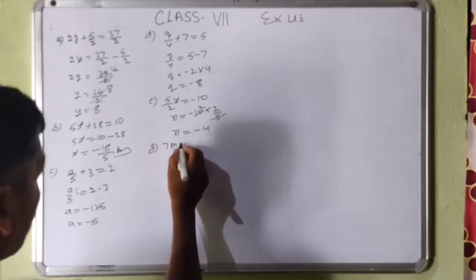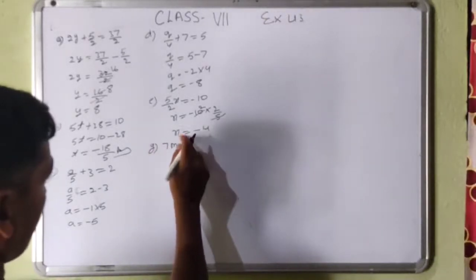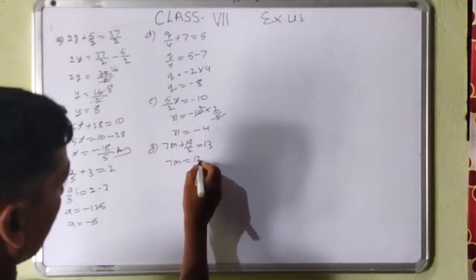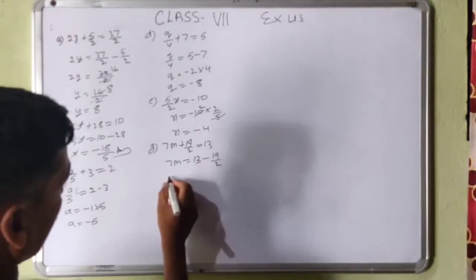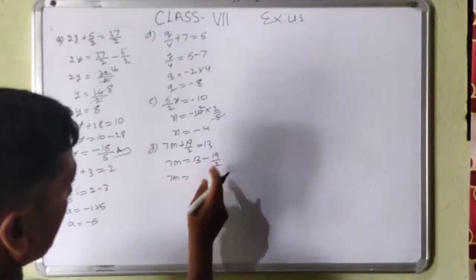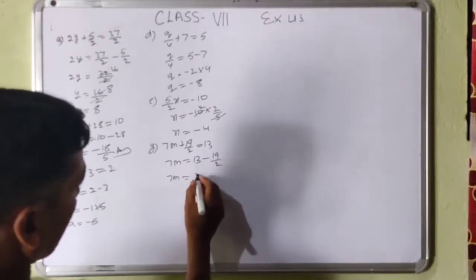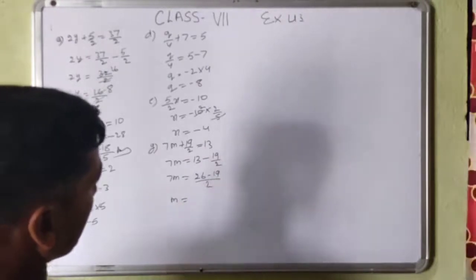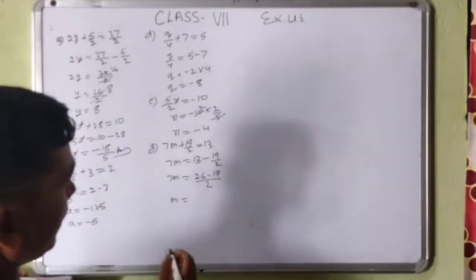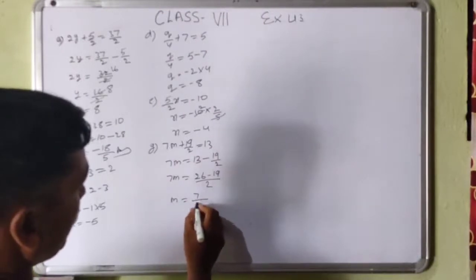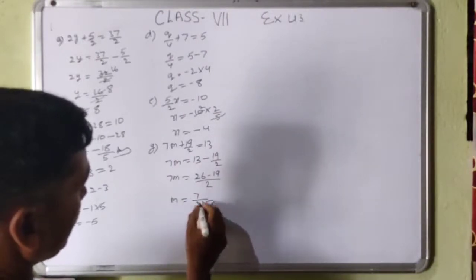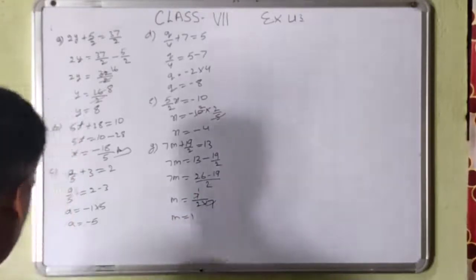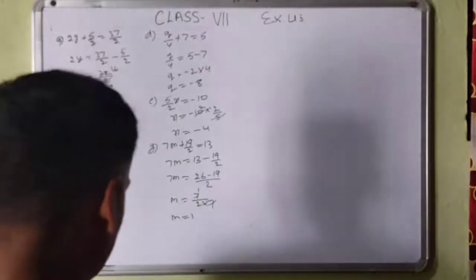7m plus 19 upon 2 is equal to 13. So 7m is equal to 13 minus 19 upon 2. So 7m is equal to, when you subtract that, it will be 13 twos are 26 minus 19 upon 2. So m is equal to 26 less 19, that will be 7 upon 2, multiply 7 also, that one 7. So 7 ones are 7. So m is equal to 1. G part done. H part you can do.